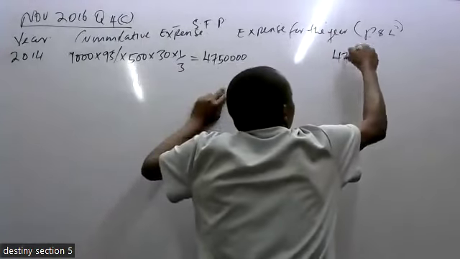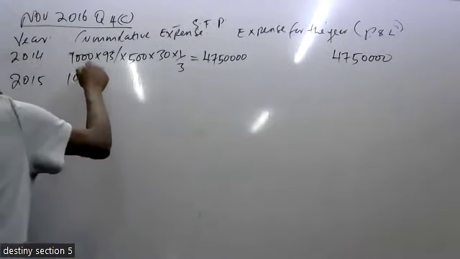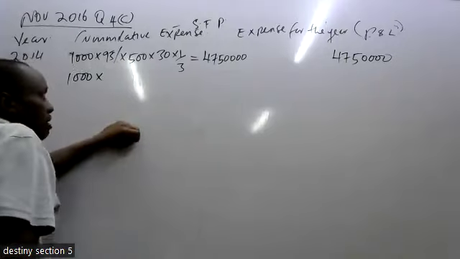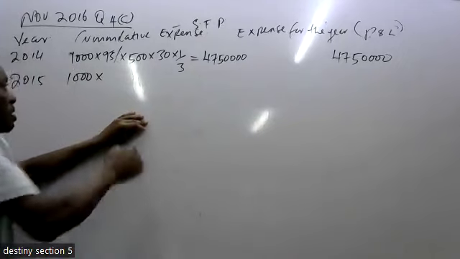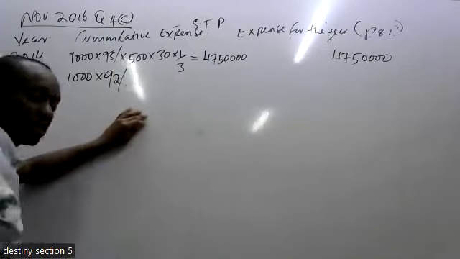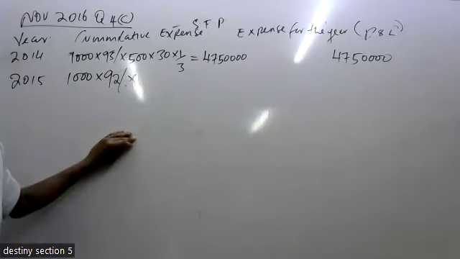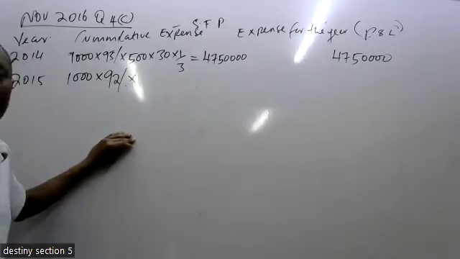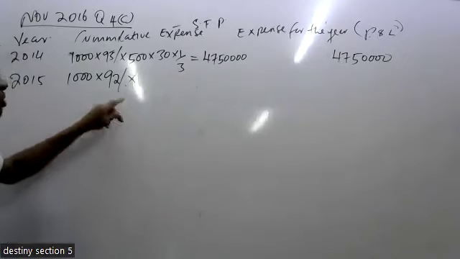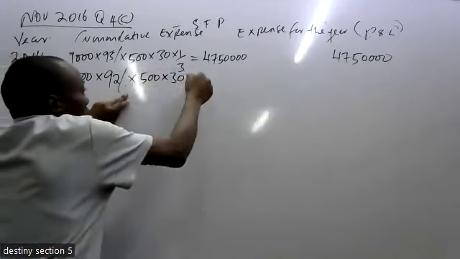So 4750 is the one for year 1. Then 2015: 1,000 times, this time 8%, so times 92%, yes? Why times what? Always you subtract from the original 100. Year 2, and it is revised. So it is now 92%. Seriously, times 500, times 30, times 2/0.